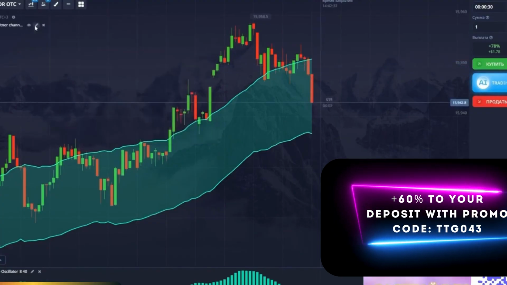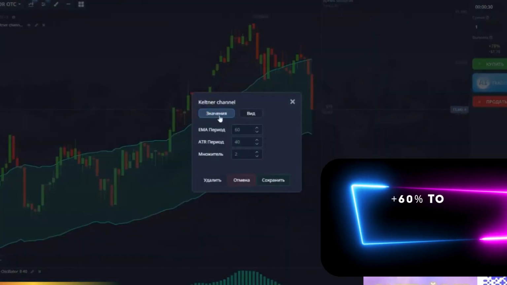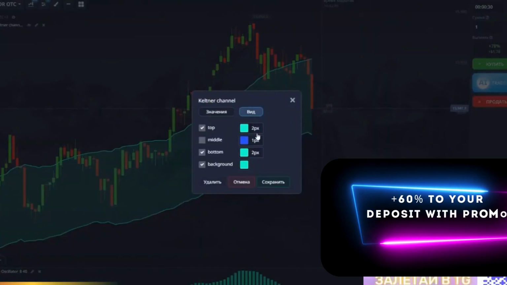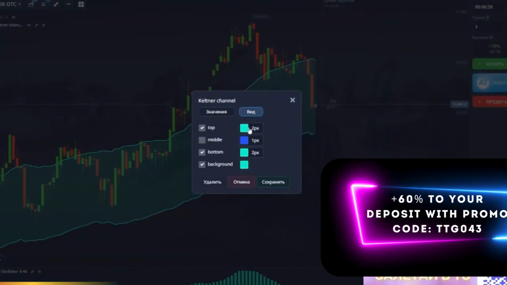And of course, let me show you the Keltner channel settings here as well. Here are the values, basically. Your setup should look the same as mine. I removed the middle line and set the color to turquoise everywhere.